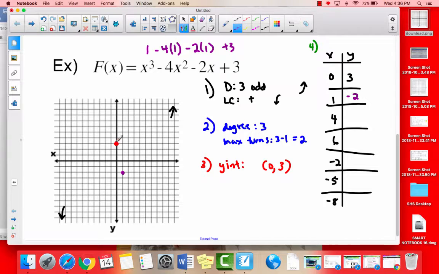So notice I had 1 point here and 1 point here. That one's above, one's below. That means that my line is going to cross the x-axis somewhere in between. So that's going to be one place where I'd have a solution. So now let's keep going.